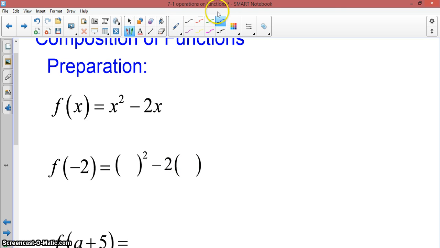Let's see if I can get the pen working. Negative 2 squared minus 2 times negative 2, so you get 4 minus negative 4, so it's plus 4, so it's 8. So we have an interpretation of what that means: for this function, if you plug in negative 2 for x, y equals 8.